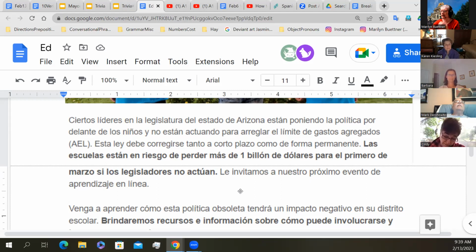So there's going to be a risk of losing money with the schools by the 1st of March if the legislators do not act, do not take action. Le invitamos a nuestro próximo evento. We invite you to our next event. And again, próximo comes in front of evento because here it doesn't talk about amount. It just says next, and next doesn't really paint a picture of what it looks like, that word evento. So it comes in front of it.